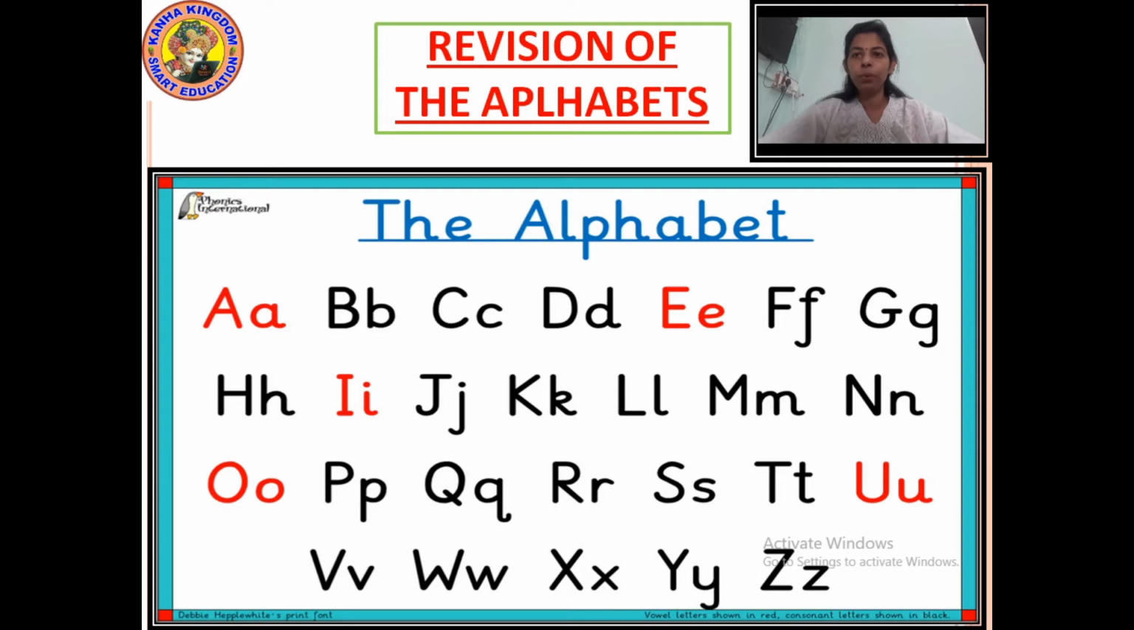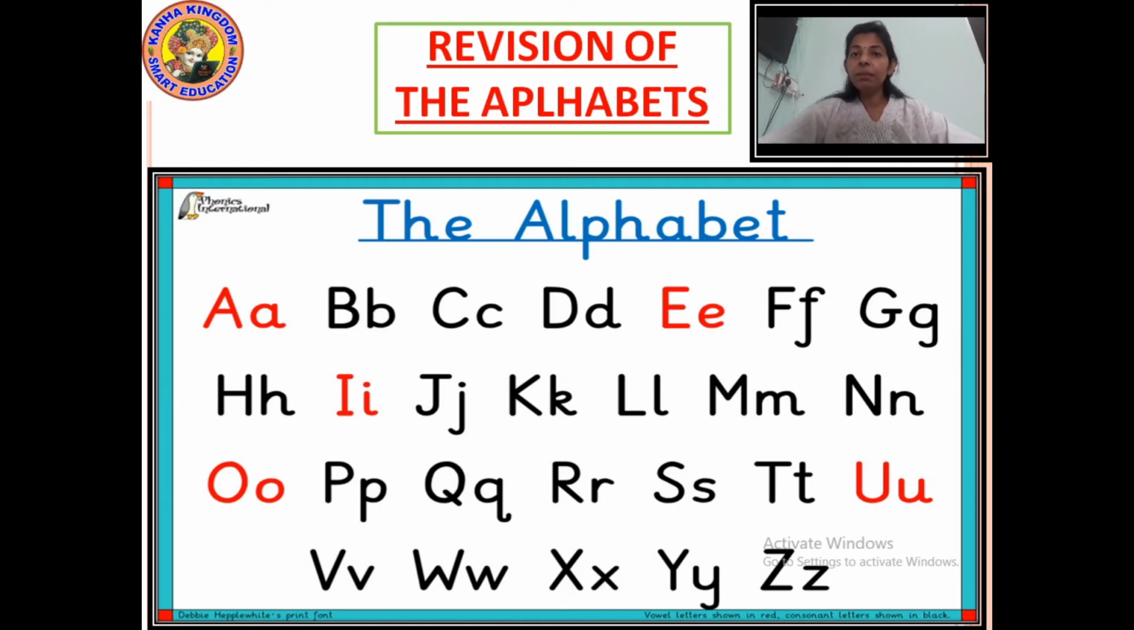Now, what comes after N? P? No. Yes. O. Very good. This is our capital O. And this is our small o. And what comes after O? P. Very nice. This is our capital P. And this is our small p. Okay.